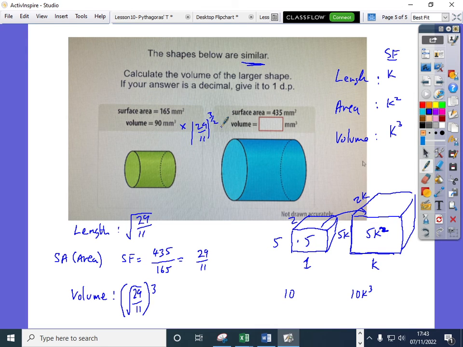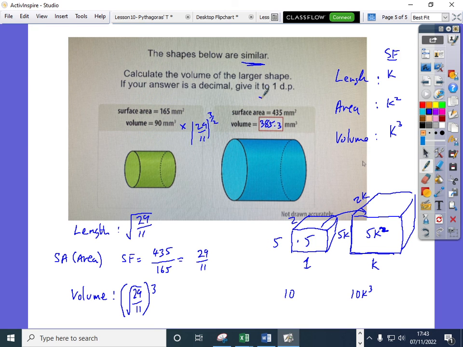If I do that on my calculator, open bracket 29 over 11, close bracket, to the power 3 over 2, and then multiply that by 90, you're going to get the volume of 385. Now it says to one decimal place, and that will give 385.3.